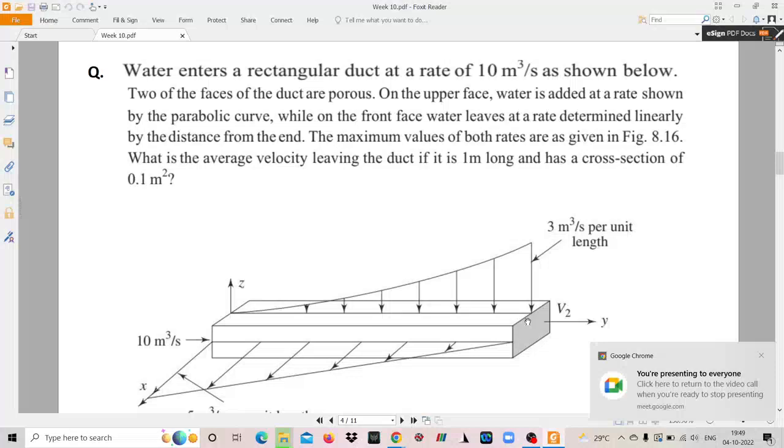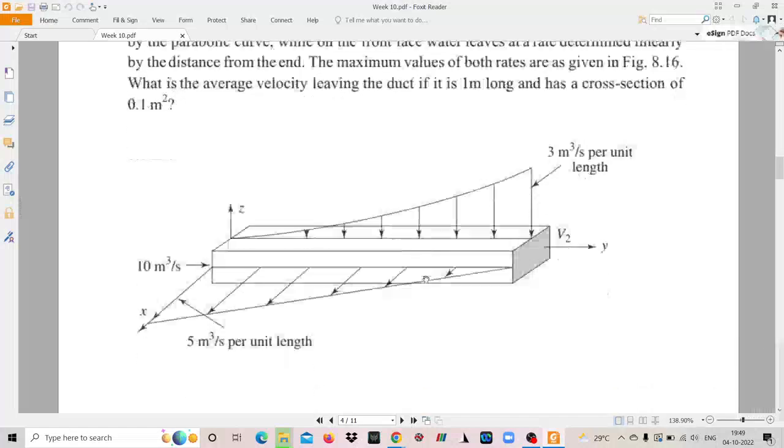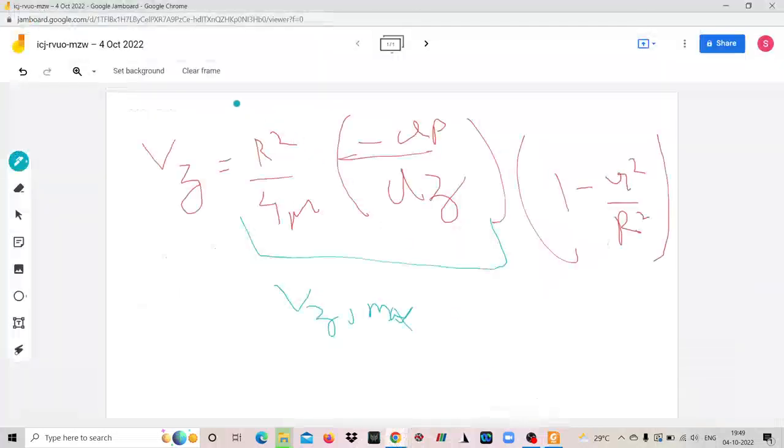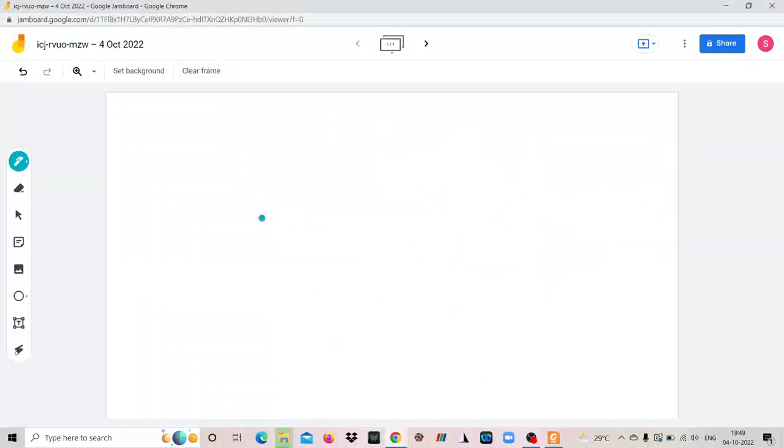So I'll just discuss this problem once more, so that you can understand. So what is this problem? There is a rectangular duct. A rectangular duct is nothing but like a pipe. So there is a rectangular pipe.